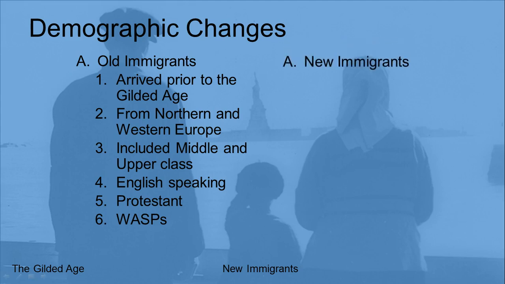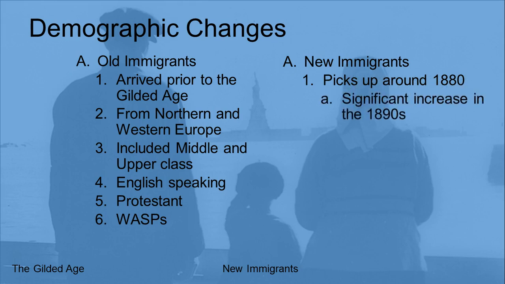So who are the new immigrants? Well, the new immigrants start showing up during the Gilded Age, and they represent a demographic shift. You start seeing more of these people around 1880, with a significant increase in the 1890s and into the early 1900s. These new immigrants were from Eastern and Southern Europe. So they're coming from a different place on the European continent, and Europeans know the difference.